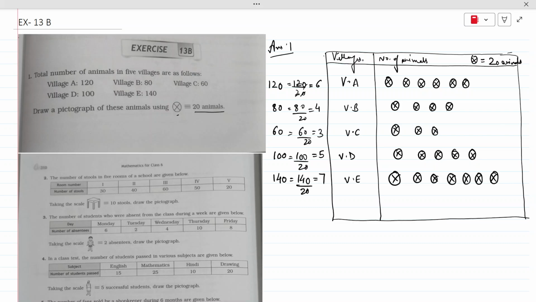What we have done, we have created a table. One column with the name of the village. In the other column, we have written the number of animals, where one symbol symbolizes 20 animals. So the data was given to us. We have divided it by the scale to find out how many pictures we have to draw. Okay, so I hope this is clear. Let's move to the next question.